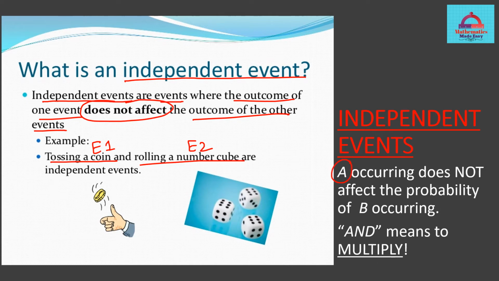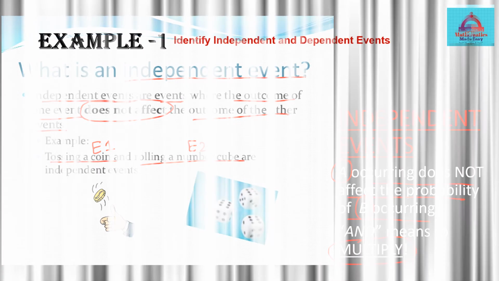In general, we are taking capital A and capital B to denote these two events, where A occurring does not affect the probability of B occurring. And when you're trying to find a common probability, as you saw in the previous slide, then for independent events, we just need to multiply the probability of the two independent events that we are considering.